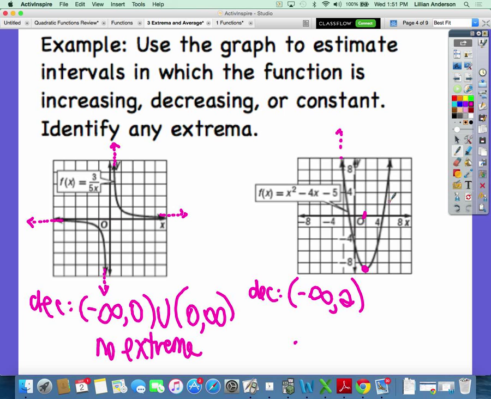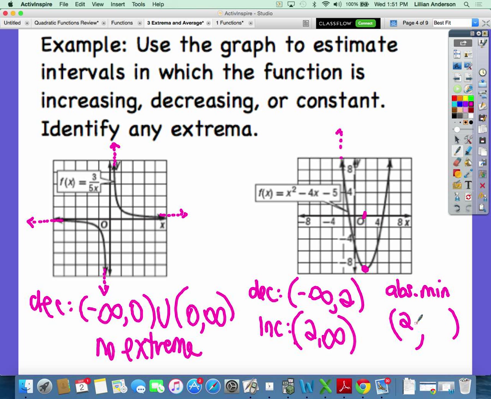After 2, until when? Any extrema? Yes. What kind? It's a min and it is absolute because it is the lowest point on this curve. And when you do identify absolute maxes and mins and relative maxes and mins, you need to actually say what that point is. So what is this point? I know it's 2. Negative 9. Okay?